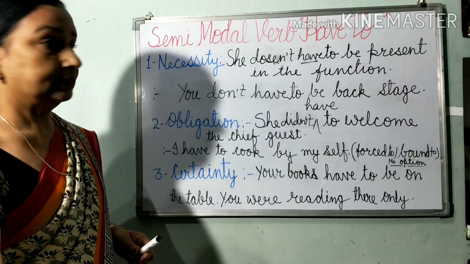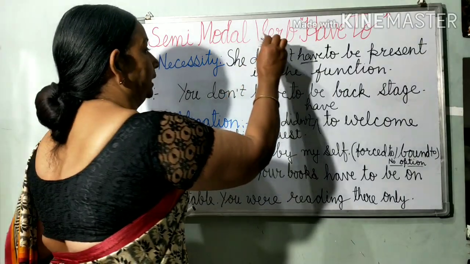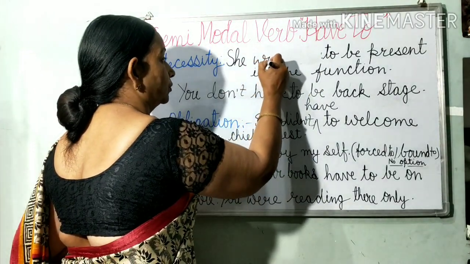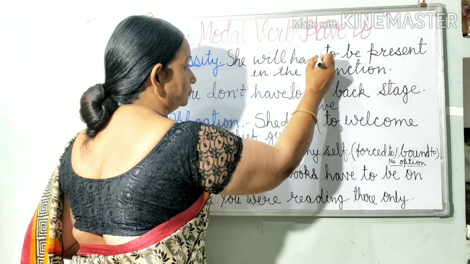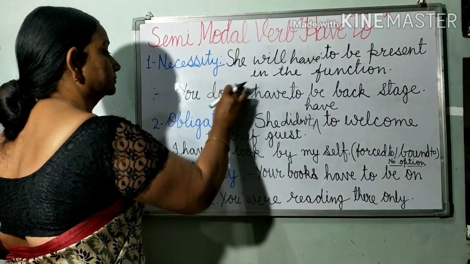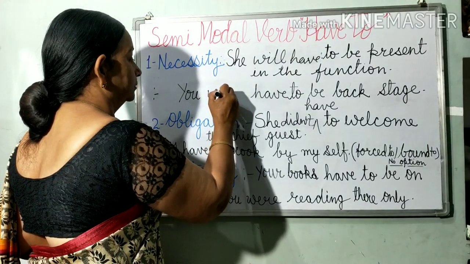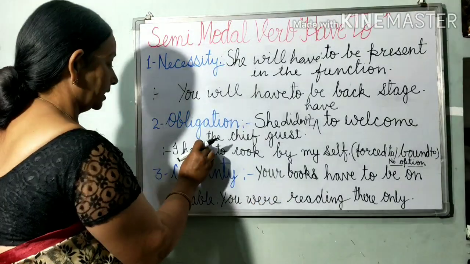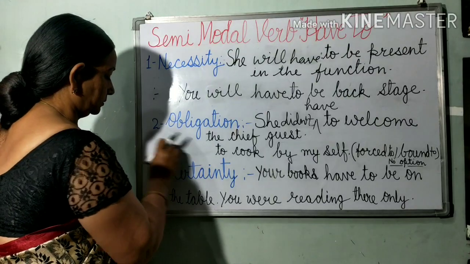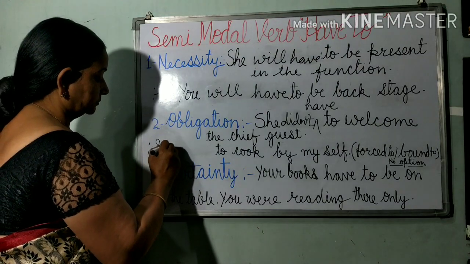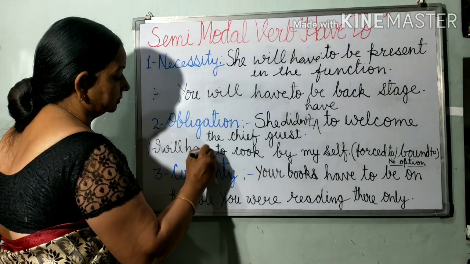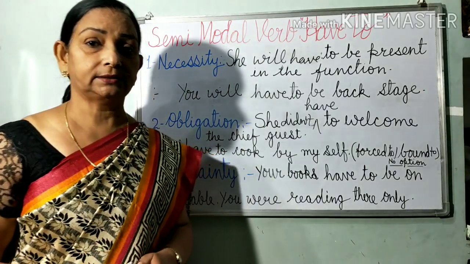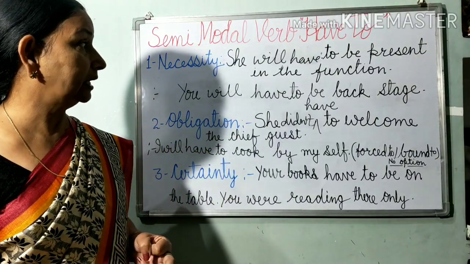And in future tense we will go with "will". For future: "She will have to, you will have to, and I will have to." Okay, so in present "has", "have", in past tense "had", and in future tense "will have".